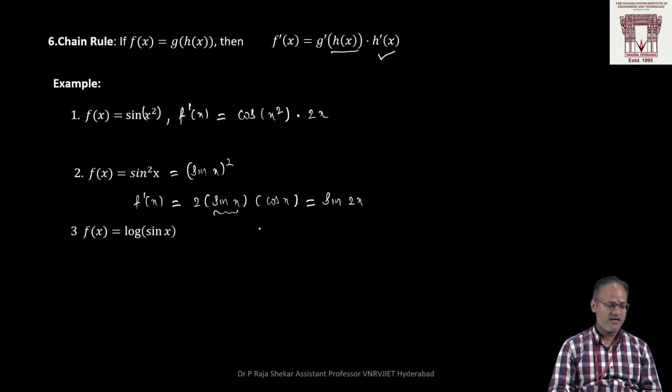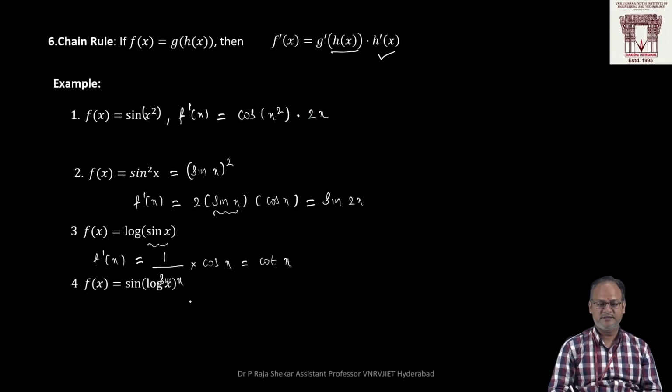Along the same lines, let me consider one more example. Let f of x be log of sine x. If we are to get the derivative of f of x, first we get the derivative of the log function. What is the derivative of log? It is 1 by x, so it is 1 by sine x. Further, the derivative of sine x is cos x, which is nothing but cos by sine. Cos by sine is cot x.